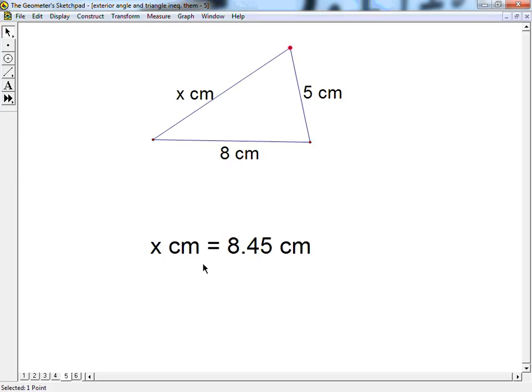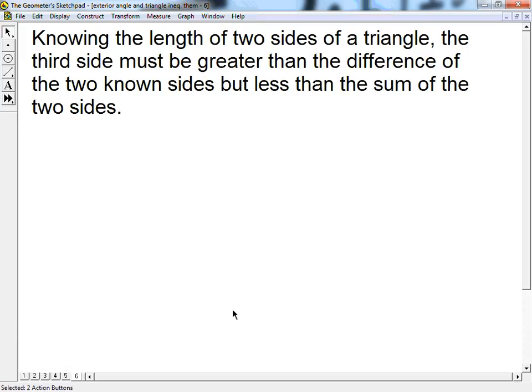But the 3, how can I come out with the 3 having the initial measurements, 5 and 8? How can I come out with the 3 from those? Subtract. How can I come out with the 13? Add. All right. So let's formalize this. Knowing the length of two sides of a triangle, the third side must be greater than the difference of the two known sides, but less than the sum of the two sides. While you guys are copying that, let me pass out the worksheet.